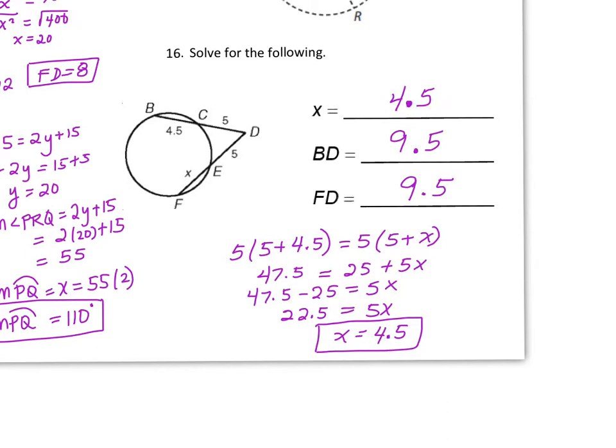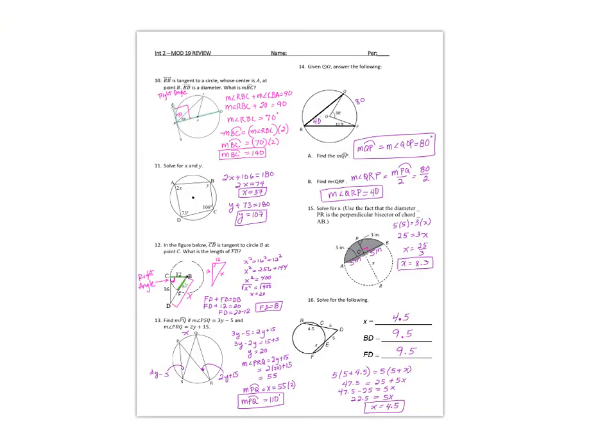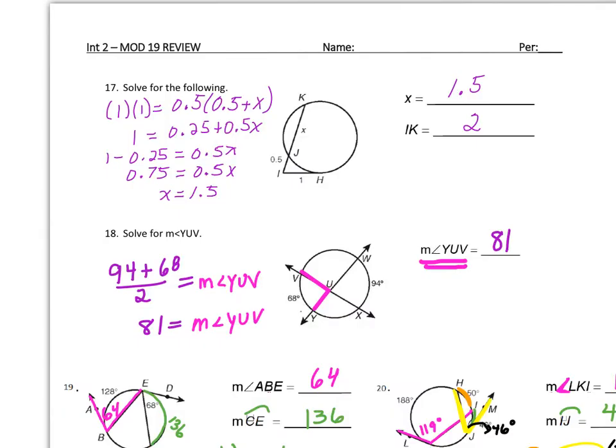The second part is that they're asking me for BD. BD is 4.5 plus 5, which is 9.5. FD is X plus 5, which I now know X is 4.5, plus 5, which is also 9.5. This concludes page 2. Number 17.